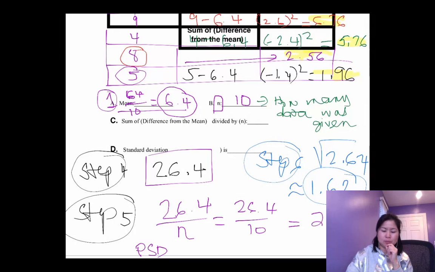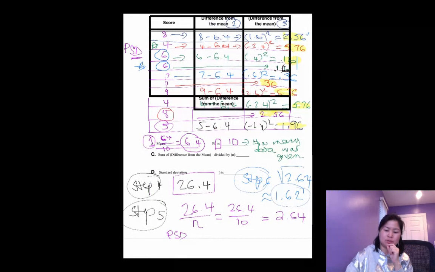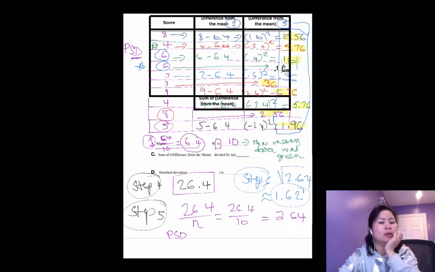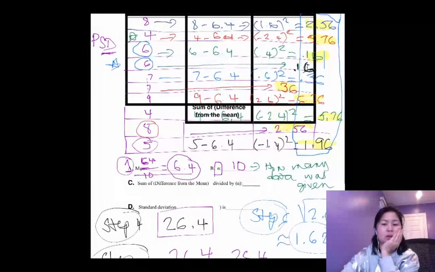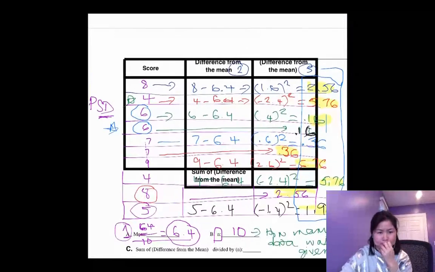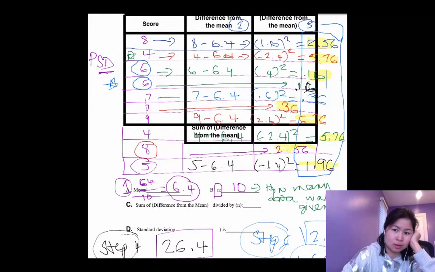How did I get 26.4? To get 26.4, I add all the values from the third column right here. I add these values. Okay. So that's how I find standard deviation. Any other questions for me on these steps? Again, if you need to go back, like I said, I'm recording this right now, so you should be able to go back and watch the videos as well.